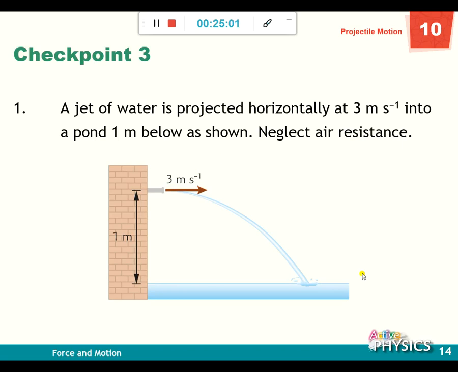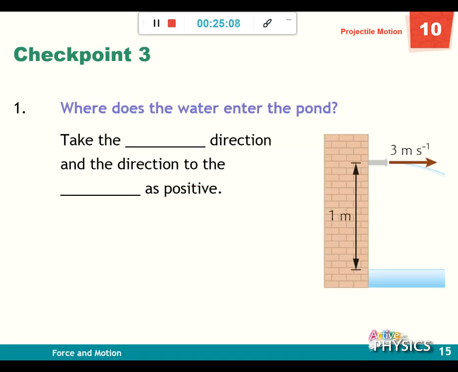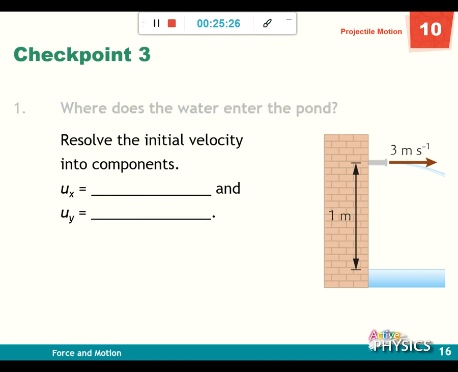Here we have a jet of water projected horizontally, 1 meter from the sea level. Then where does the water enter the pool? In this case, I think that you should take downward as positive, and forward, the right hand side, as positive. Then we solve the components. Once again, this one is projected horizontally. It means that only the horizontal component exists. Ux should be 3, Uy should be 0.